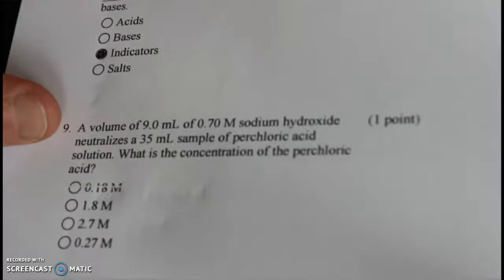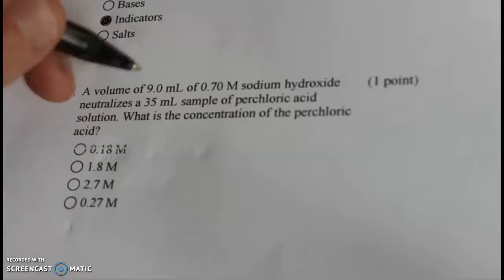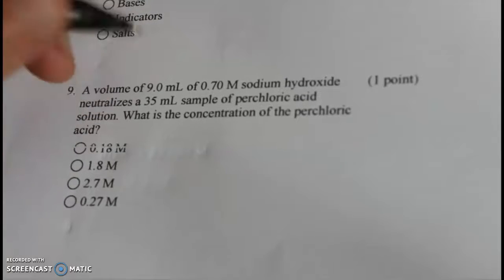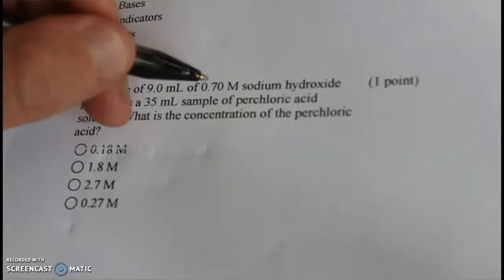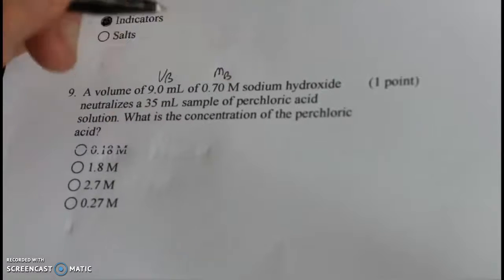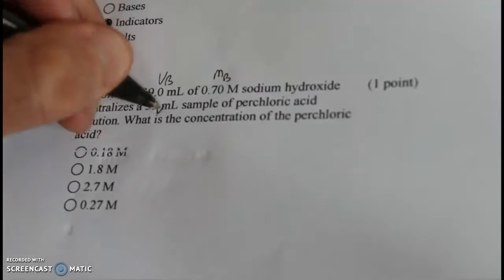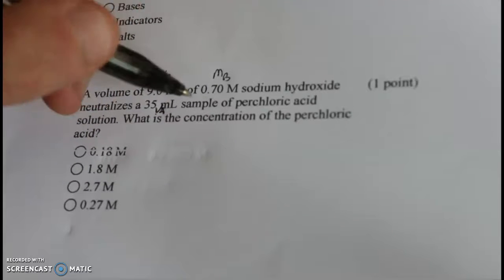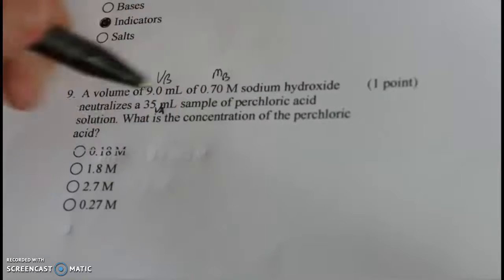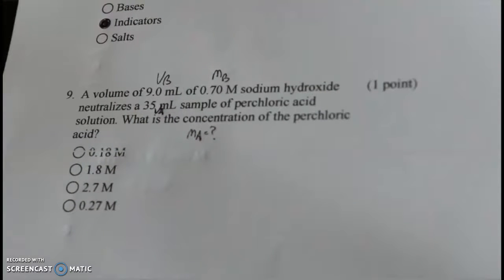Now the next problem is going to be a longer one. It's talking about a titration. A volume of 9.0 milliliters, so that is of 0.70 molar sodium hydroxide. So that's the volume of the base, that's the molarity of the base. Neutralizes a 35 milliliter sample, so that's the volume of the acid. And we're talking about perchloric acid, and it wants to know the concentration of the acid.